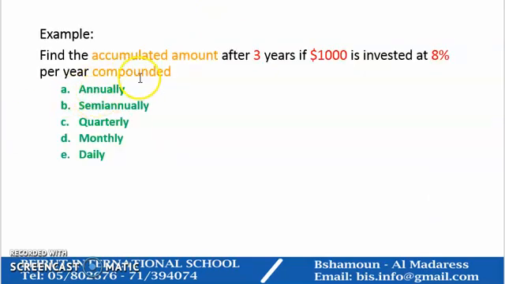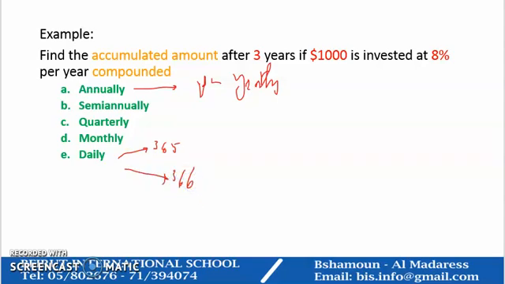Now find the accumulated amount after 3 years if 1,000 is invested at an 8% annual interest rate compounded annually, semi-annually, quarterly, monthly, and daily. If we say annually, this means per year or yearly. Semi-annually is each half of a year. Quarterly is each 3 months. Monthly, we have 12 months per year. And daily, we have 365 days if it is a regular year, and 366 days if it is a leap year.